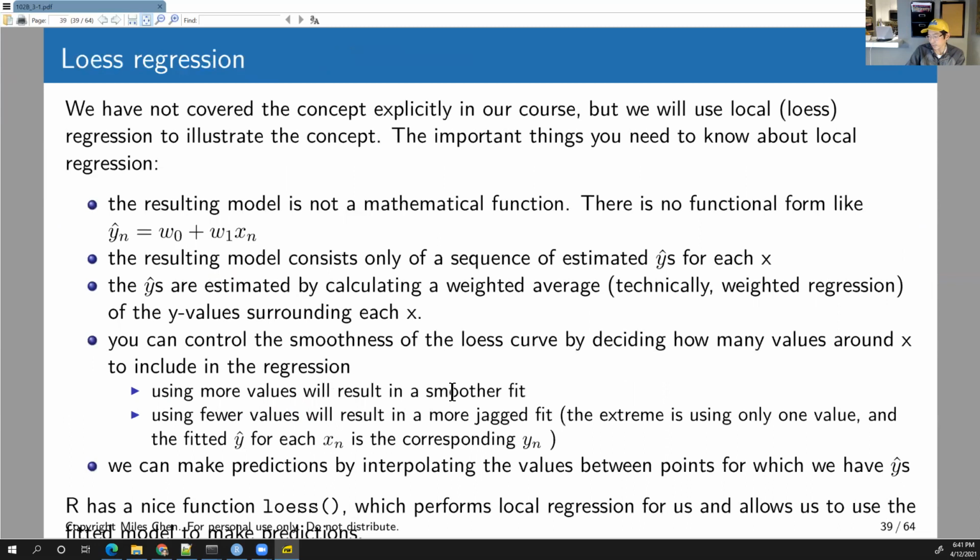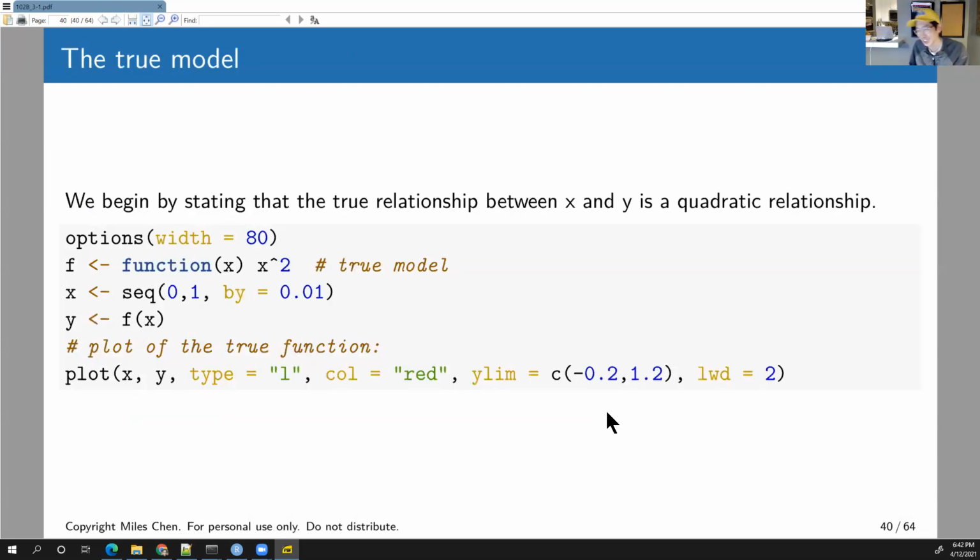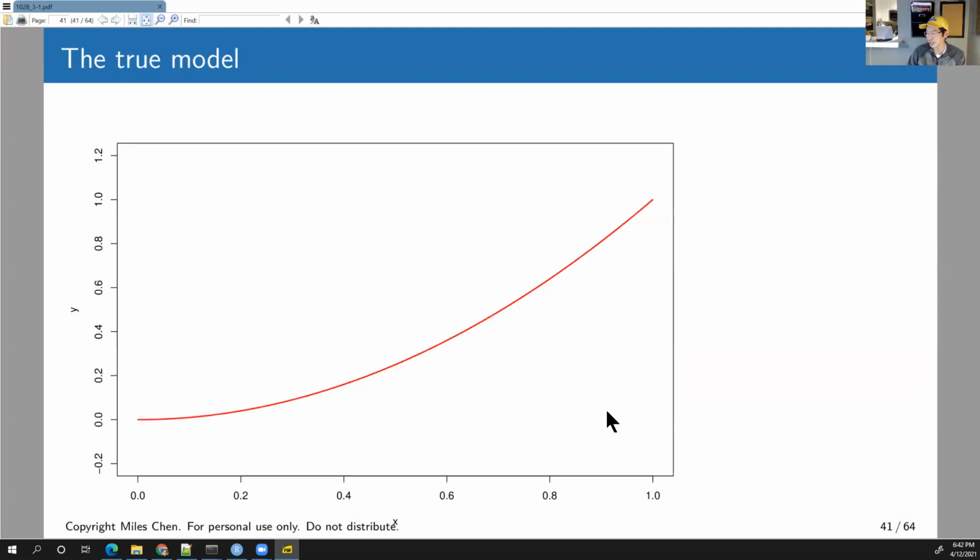Okay, this slide is about lowess regression. Have you guys learned about localized regression? Lowess regression, local regression? Someone said no, we didn't learn about localized regression. Okay, it's all right. There's not much to worry about. Basically, the true model is going to be this quadratic curve, okay?